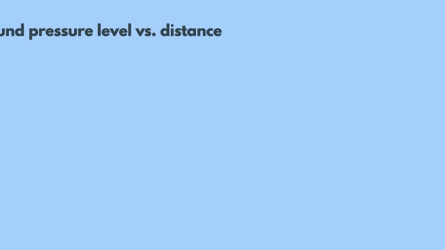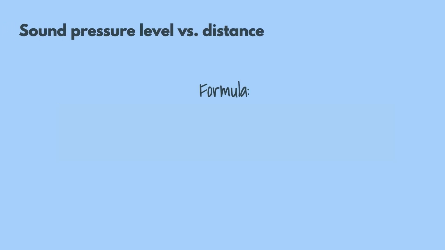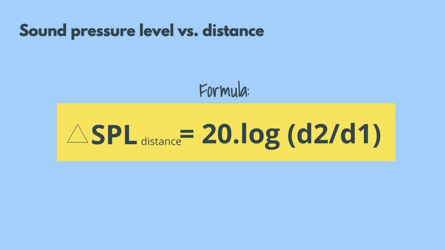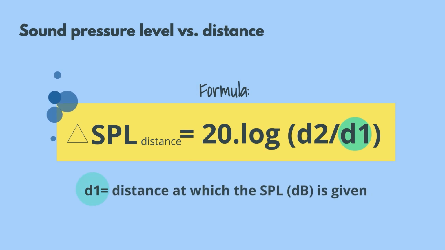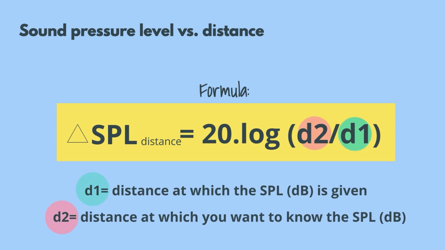This formula helps us determine how sound intensity drops over distance, where D1 is the measured sound pressure at a distance and D2 the distance at which you want to know the sound pressure level. Let's see it in action.